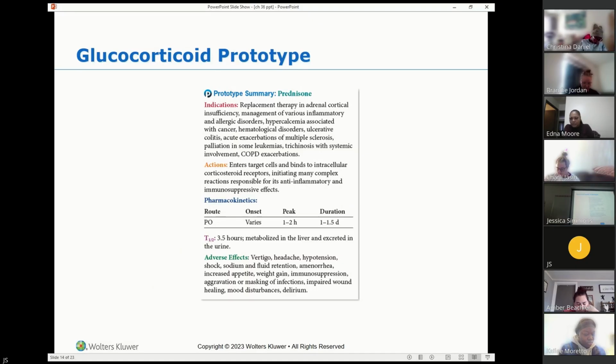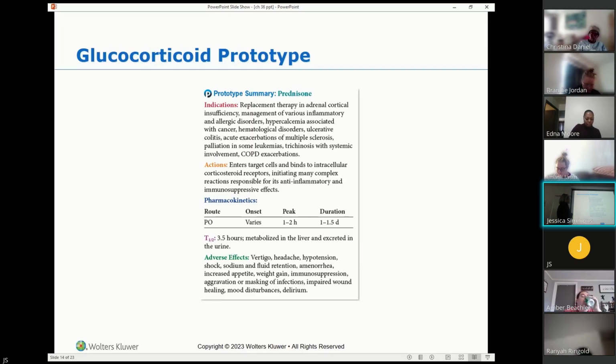So this is taking a closer look at prednisone. The indication is that it is replacement therapy for adrenal cortical insufficiency. So are we using it for Addison's or Cushing's? Addison's. Also management of various inflammatory and allergic disorders.